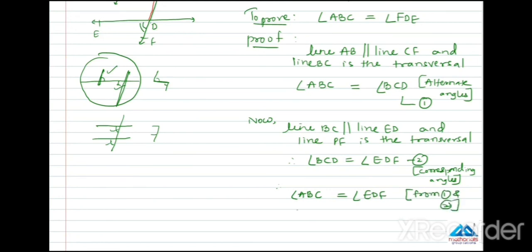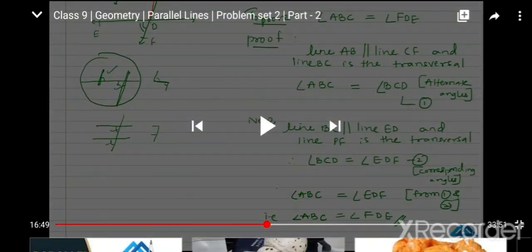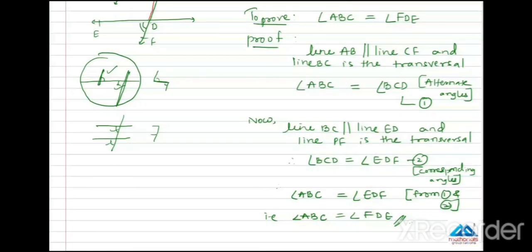Here our main question number 7th is also completed. So that is angle ABC is equals to angle FDE. Our solution is complete over here. Hope you people can understood well. Write the question, draw the diagram, write the solution step by step.